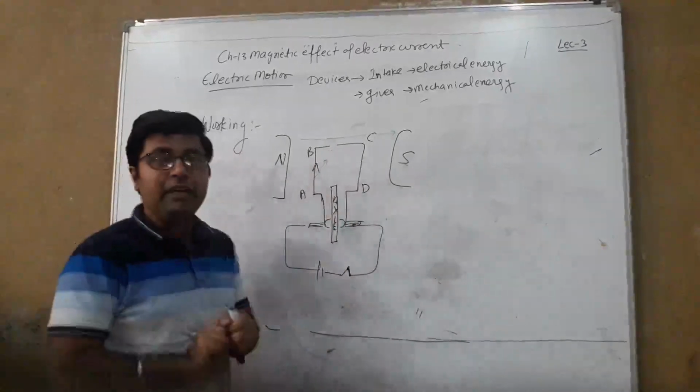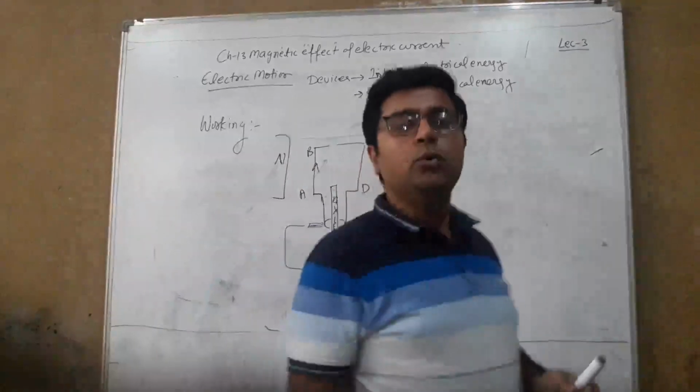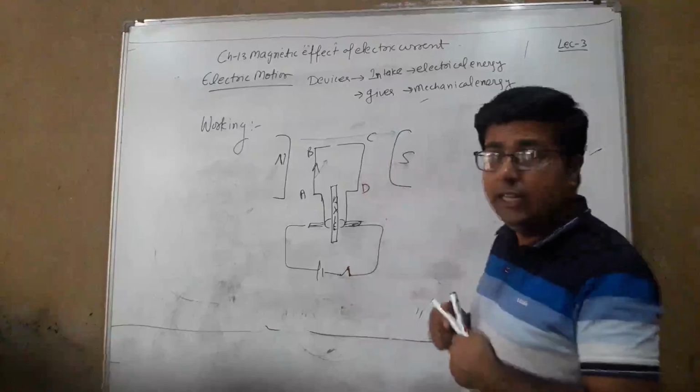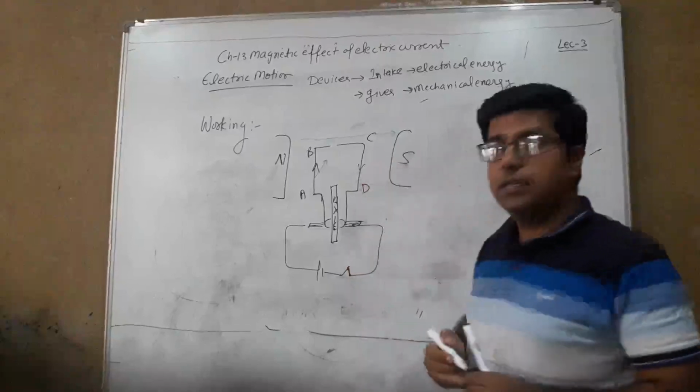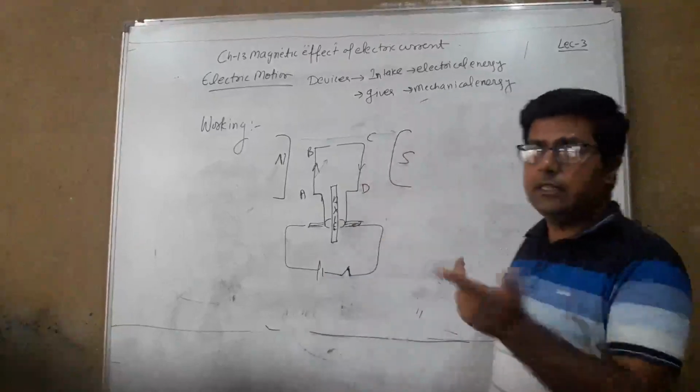It means this AB will move in inward direction. Similarly, what is the direction of current for CD? Direction of current for CD is this, C to D, downward. Magnetic field remains in the same direction.